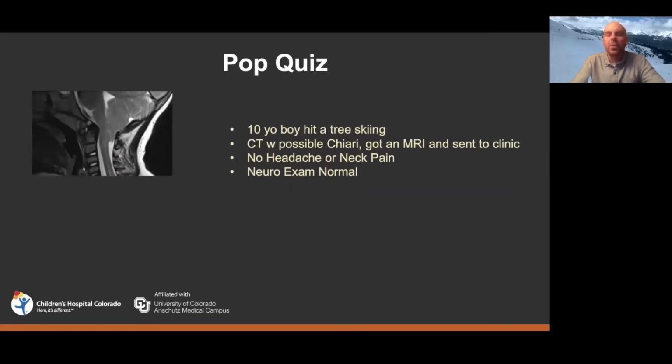Okay, so we can take this information and we can try to make some clinical decisions with it, right? So we can use this as an example. This is an MRI scan from a 10-year-old boy who was just up in the mountain skiing, hit a tree, got a CT scan to evaluate him for a concussion. And they said, it looks like there may be a Chiari on there. So he recovered from his concussion. He came back down to Denver, got an MRI scan, and this is the MRI scan.